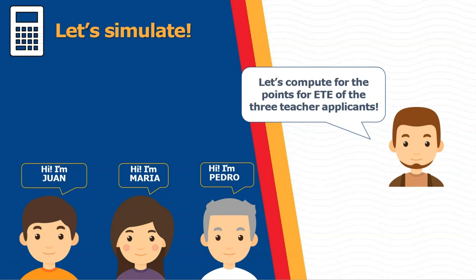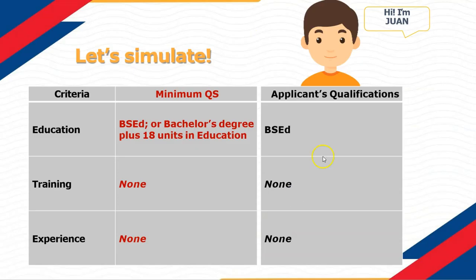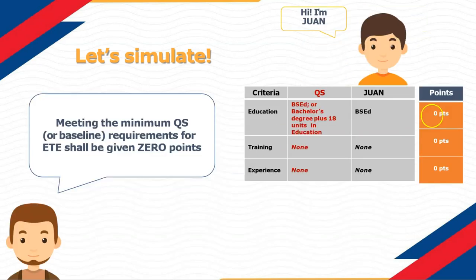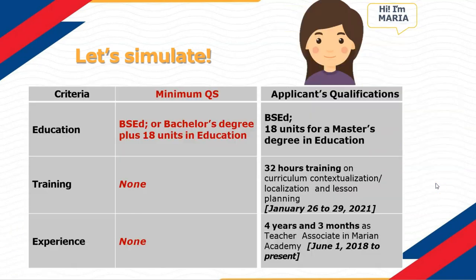Now let's compute for the ETE points of Juan, Maria, and Pedro. If you can remember, Juan has met the qualification standard of the position. Meeting the qualification standards or the baseline requirements for ETE shall be given 0 points. So Juan would receive 0 points in the 3 criteria. Let's take a look now at Maria.